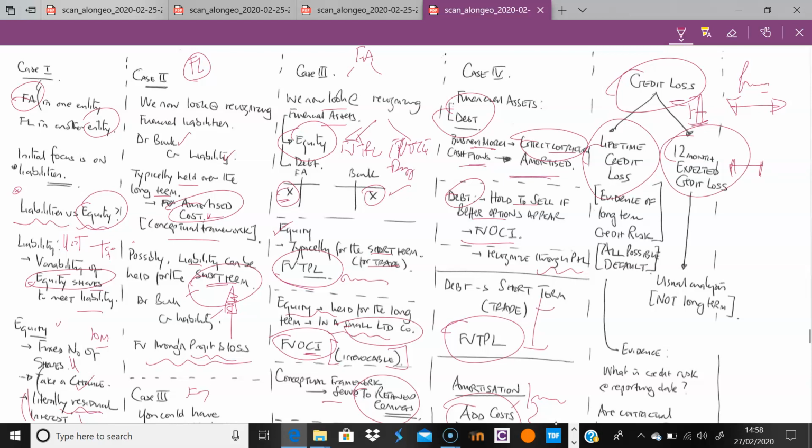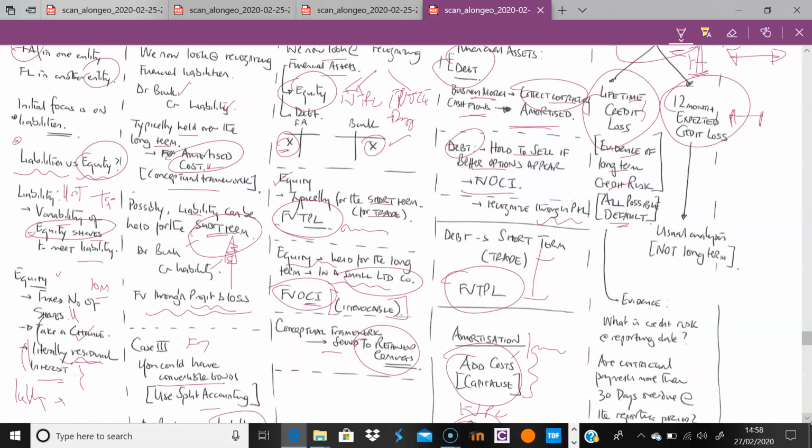But I like to think of this lifetime credit loss more as impairment for the long term. So if there's evidence of long-term risk of the person we've lent the money to, there's potential they won't get this money, and there's enough evidence, then we can.